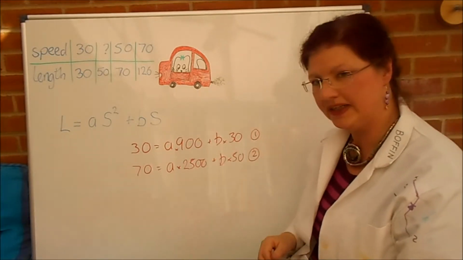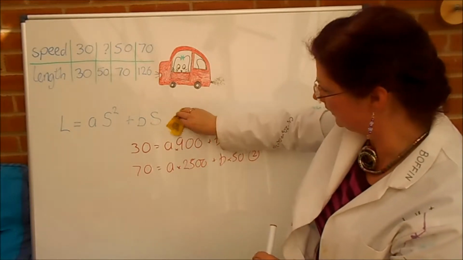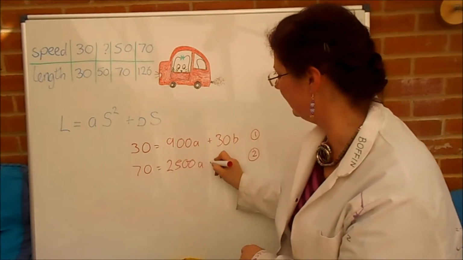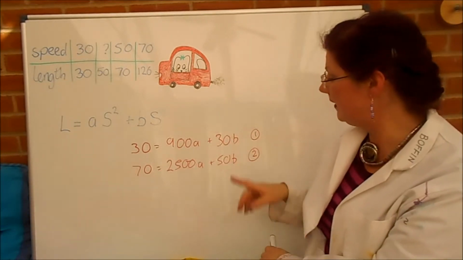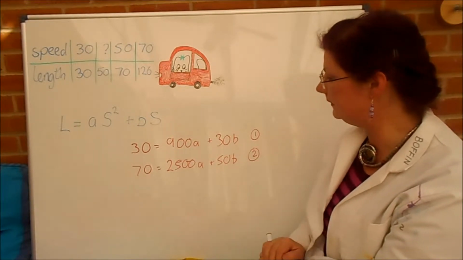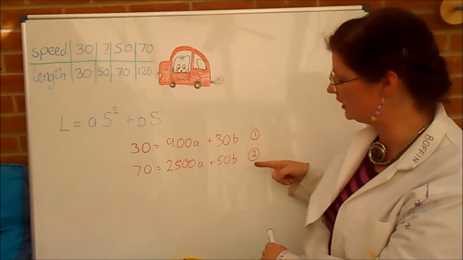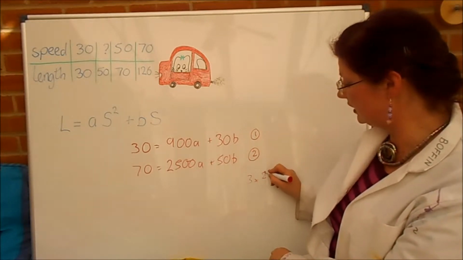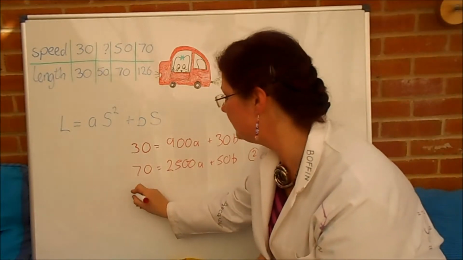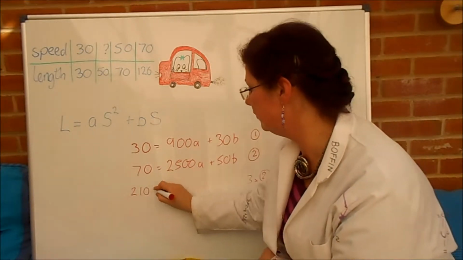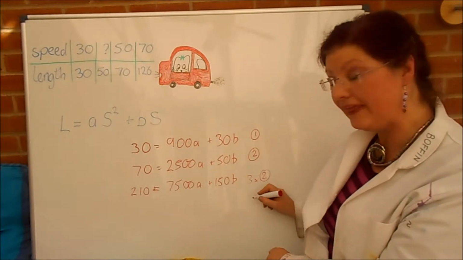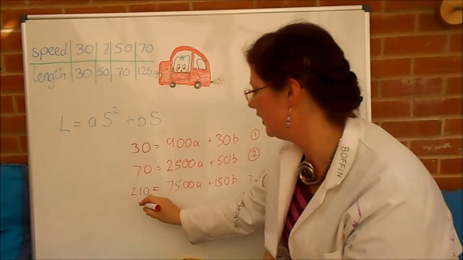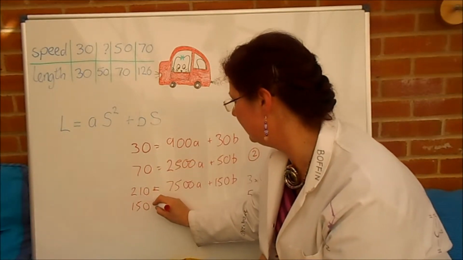I'm just going to tidy these up a little so that they look more like the normal way we have them. Now we're going to balance them up. I think I'm going to balance out the b's here. So I'm going to do 5 times this equation and 3 times that equation. So 3 times equation number 2. Okay, 3 times 70 is 210. And then I'm going to do 5 times equation 1. So 5 times that is 150.